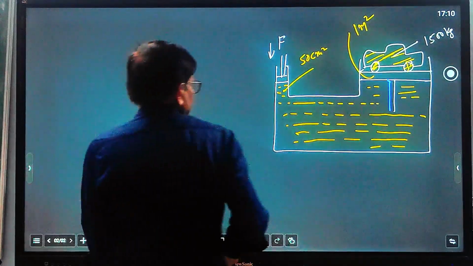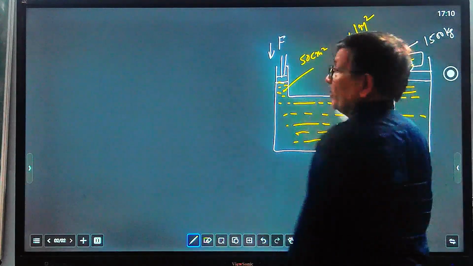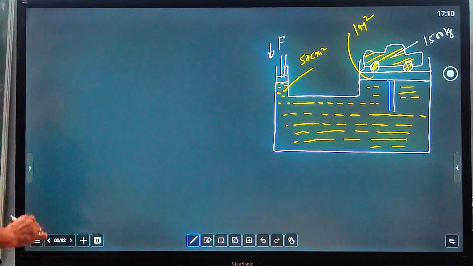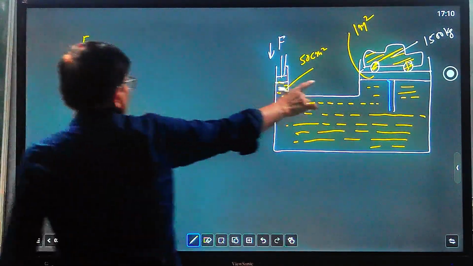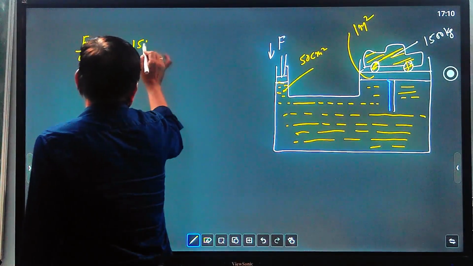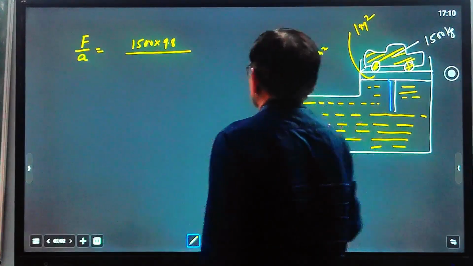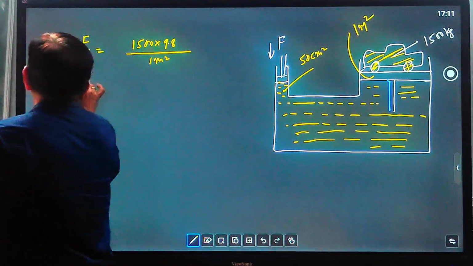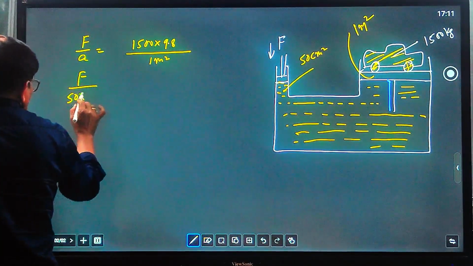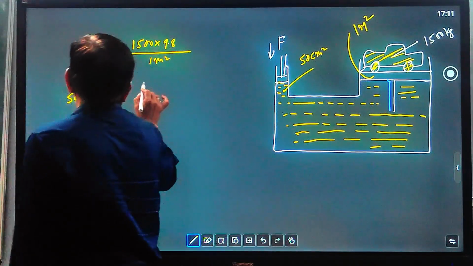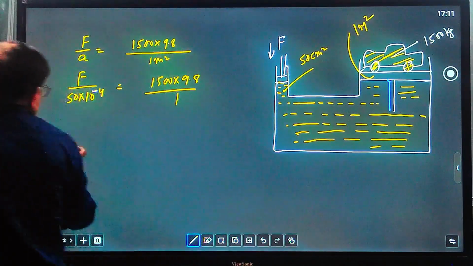By applying Pascal's law, we know that pressure at this point equals pressure at this point. Both pressures are the same according to Pascal's law. So F upon area equals, on this side, force 1500 kg multiplied by 9.8 upon area, which is 1 meter square. On this side, force upon area, where the area is 50 into 10 to power minus 4 meter square. So you can calculate the force.